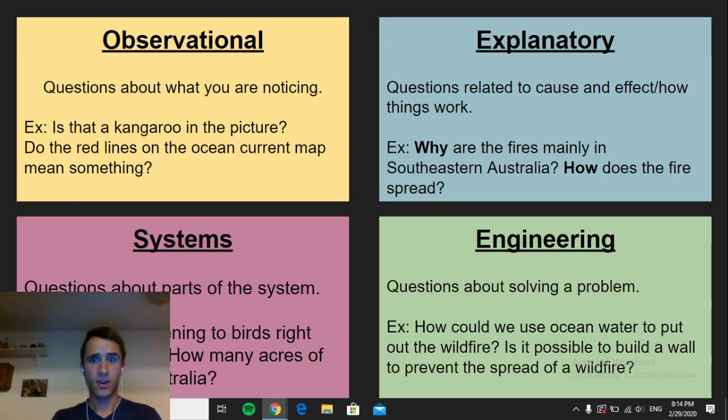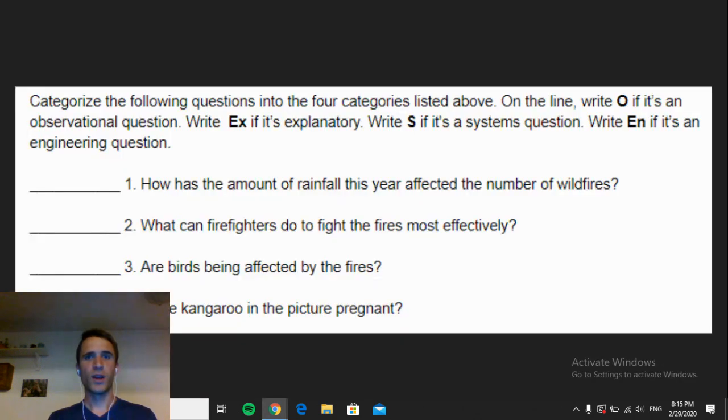So questions around this are all about solving problems. An example could be, how could we use ocean water to put out the wildfire? Or is it possible to build a wall to prevent the spread of the wildfire? Both of those questions are about solving a problem related to the phenomenon. All right.